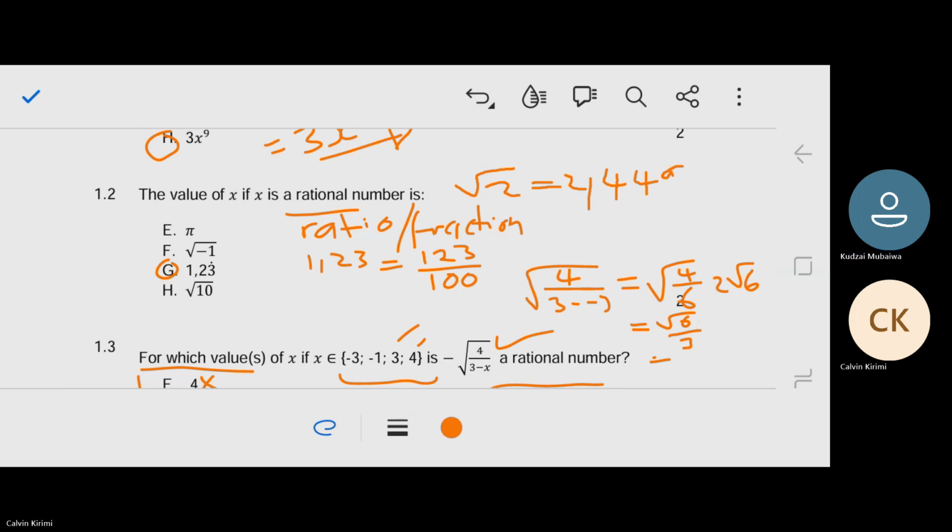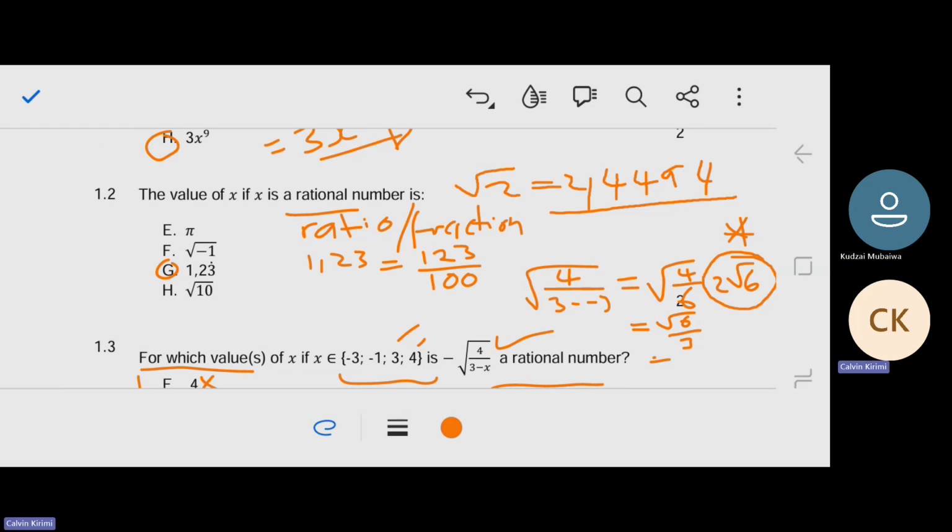Is it still continuing? Yes, sir. What are the numbers? It's 2.449489743. Can you see that the number is going on? So this number cannot be expressed as a decimal, cannot be expressed as a fraction.